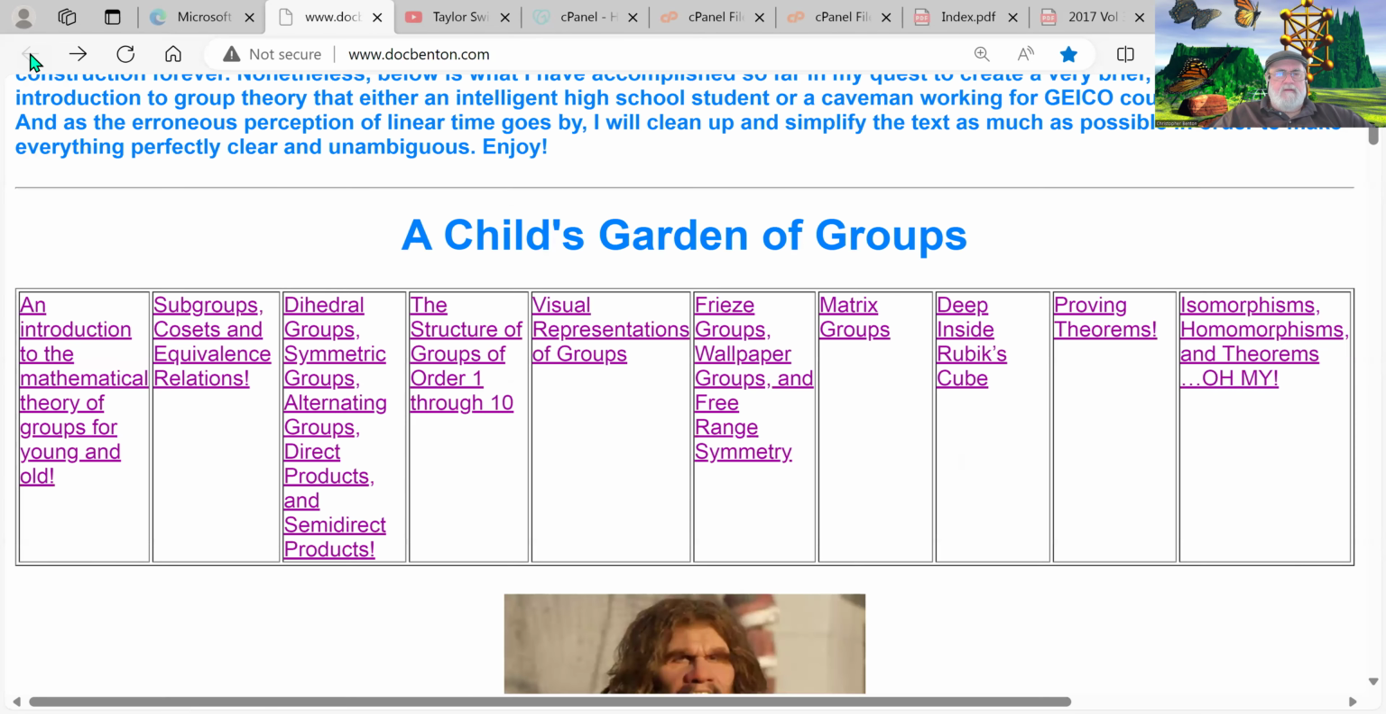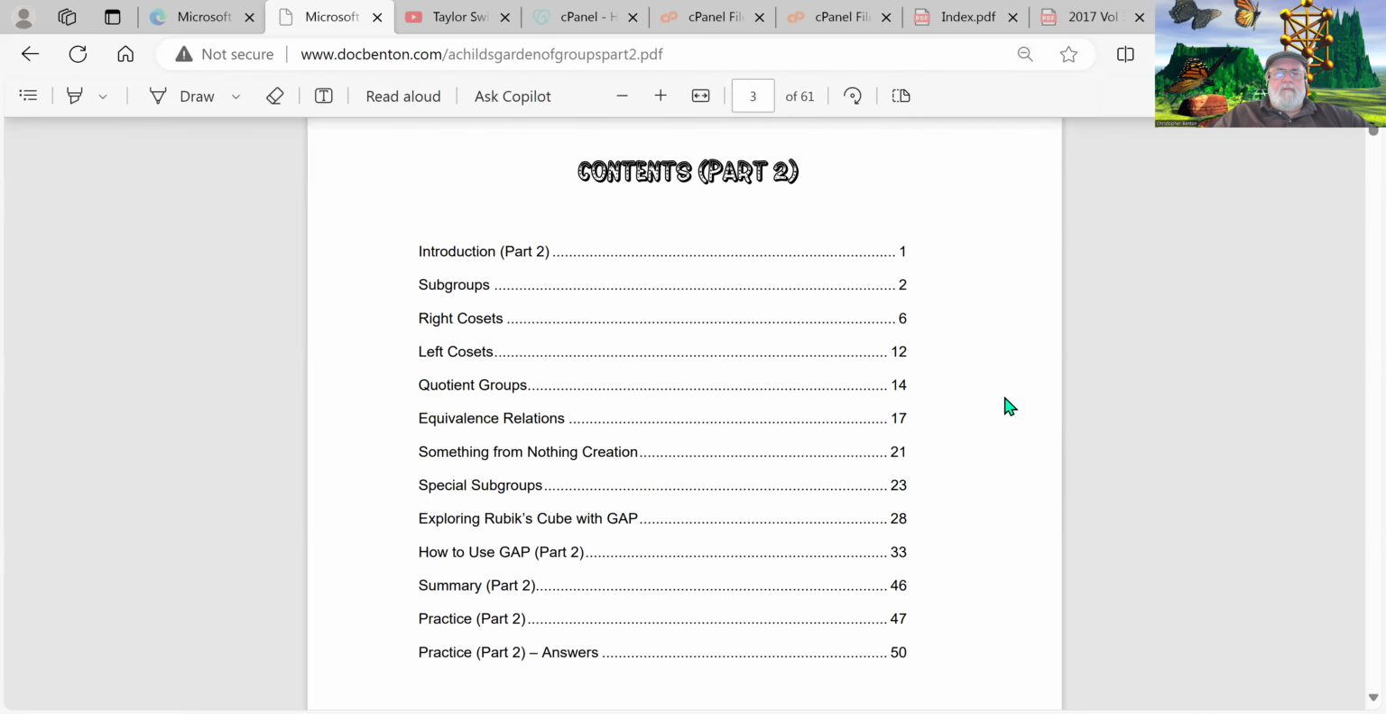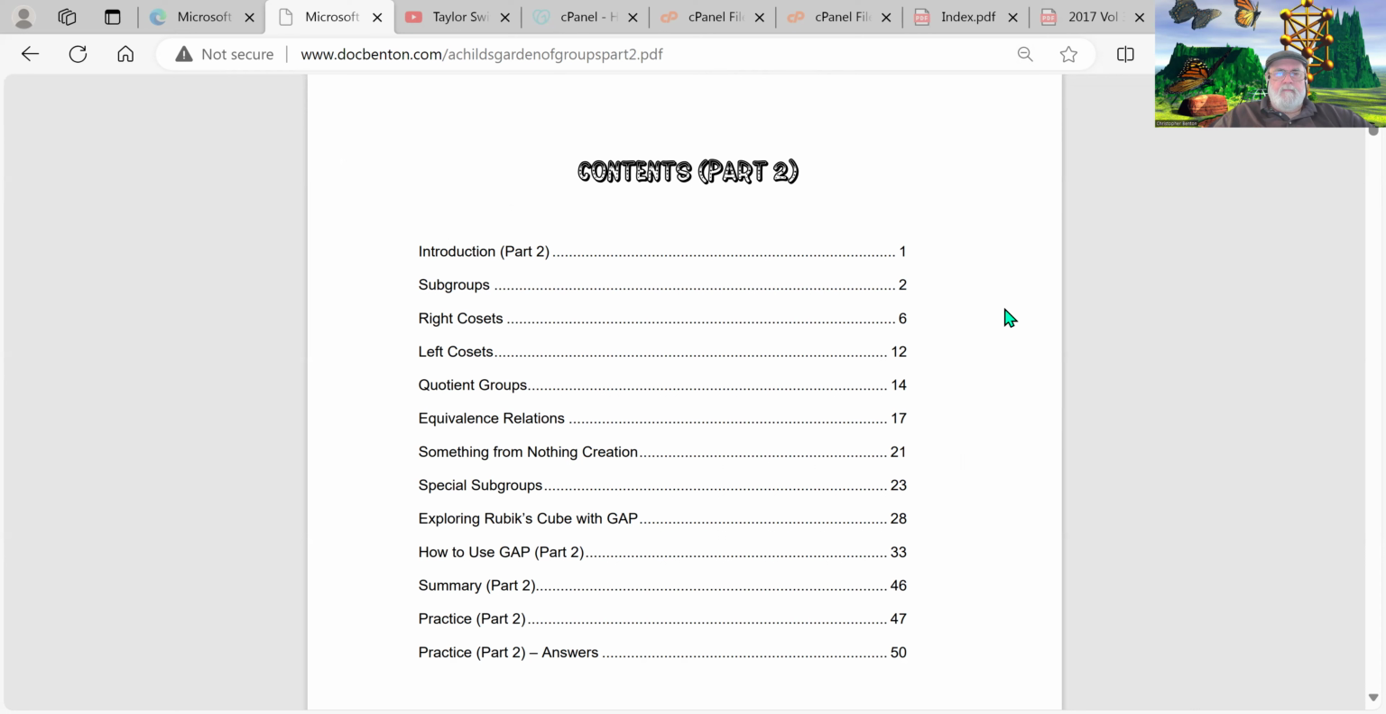Okay, now let's see if I can go on to the second one. Even though I don't do proofs until much later on, there are some topics that I introduce very early. So in the second module, I get into subgroups, right cosets, left cosets, quotient groups, which are very important, equivalence relations, which are very important, something from nothing creation. This has to do with quotient groups.